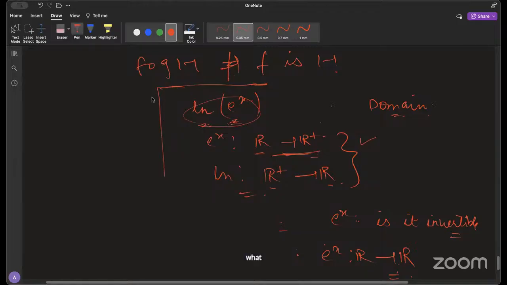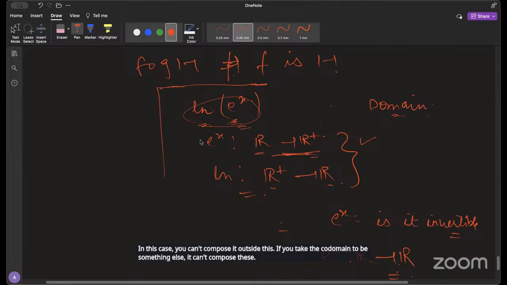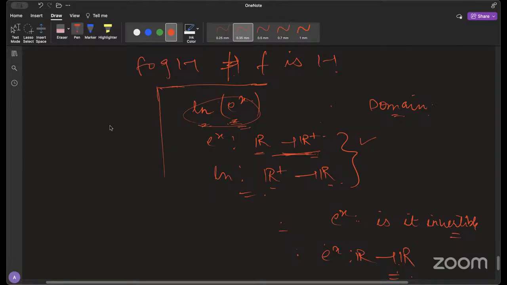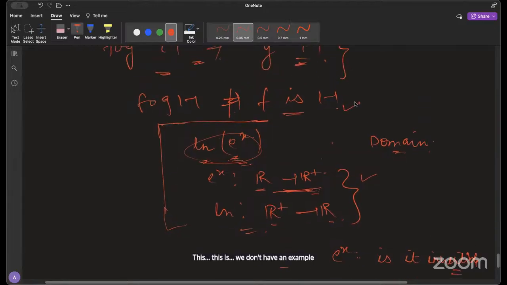What happens here is, in this case, you can't compose it outside this. If you take the codomain to be something else, you can't compose these things. That won't be possible. We don't have an example for this one right now, but this isn't always true because we can still look at this using reasoning.